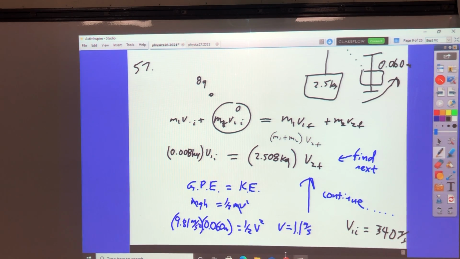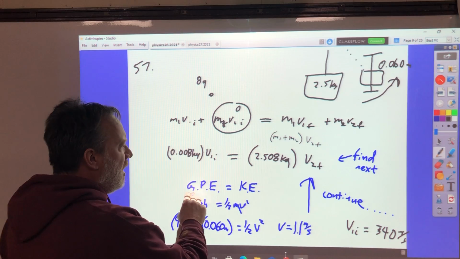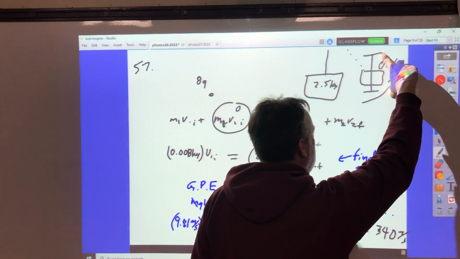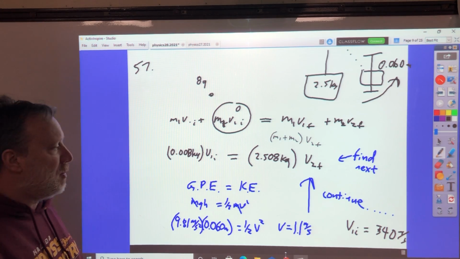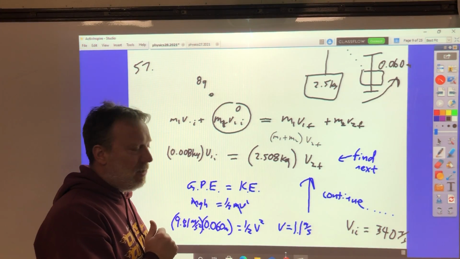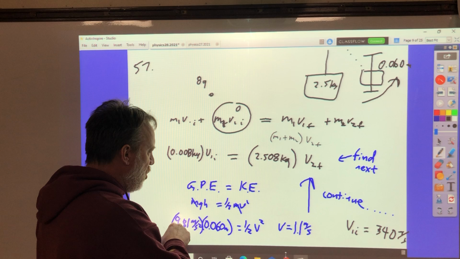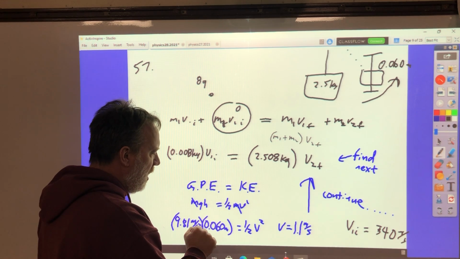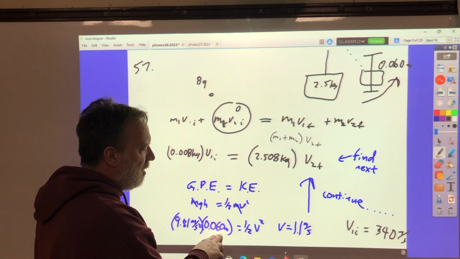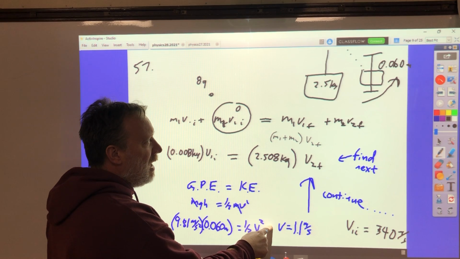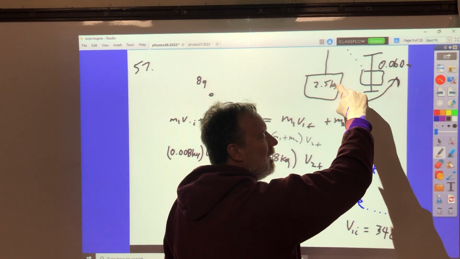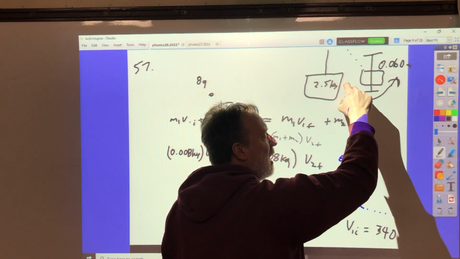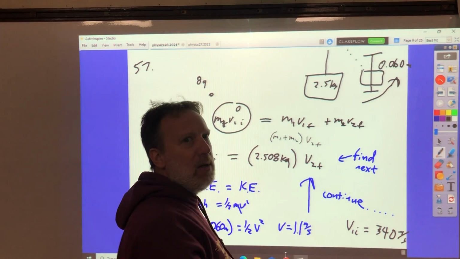Okay, so gravitational potential energy equals kinetic energy up here. mgh is equal to 1/2 mv squared. So for this particular calculation, we don't need the mass. It's 9.81 meters per second squared times 0.060 meters, equals 1/2 v squared. The velocity right after the bullet went bang and collided and went up, right after that collision, was 1.1 meters per second.